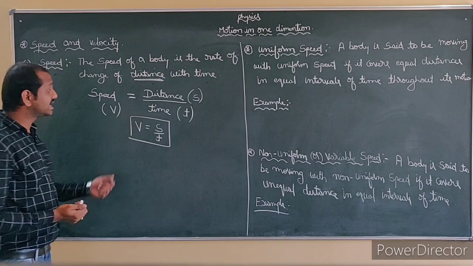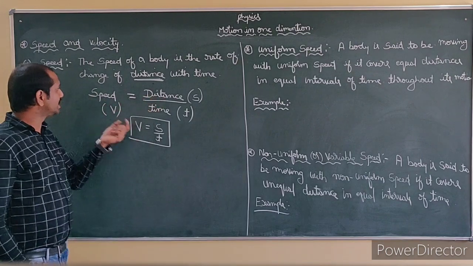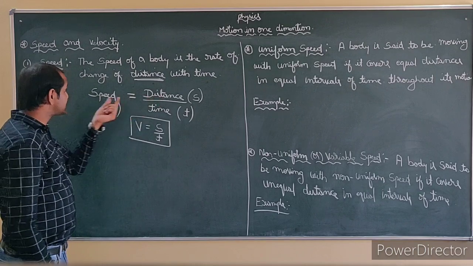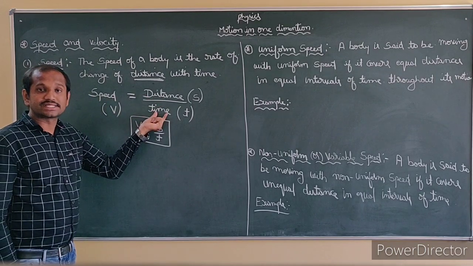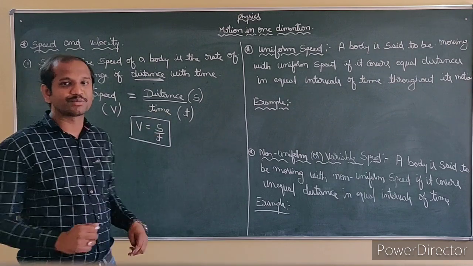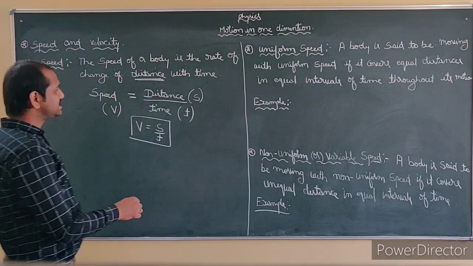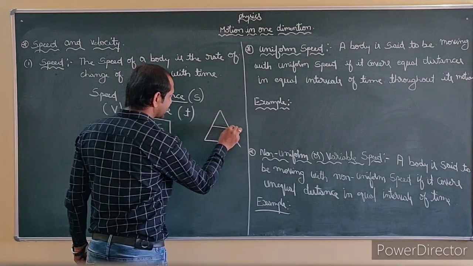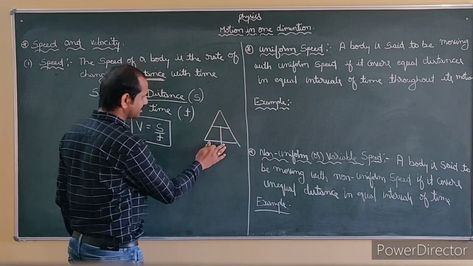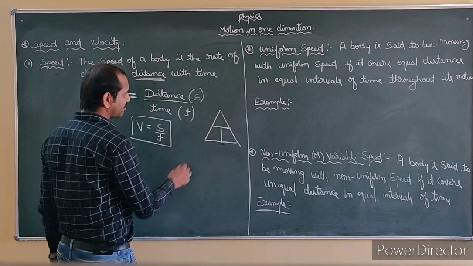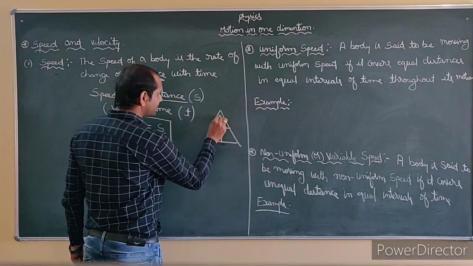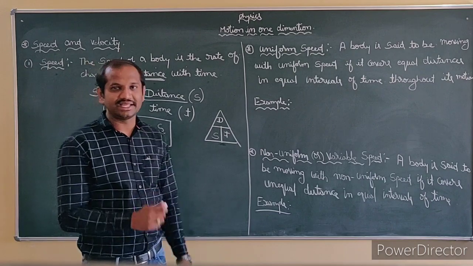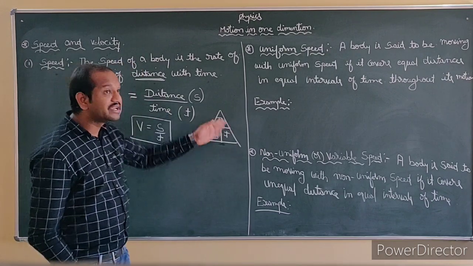But sometimes in your numericals, they give you the speed and time, but you need to find the distance. Sometimes they will give you the distance and speed, and you need to find the time. But how do you change the formula? That is very easy. One easy method I will tell you is to remember this triangle. Here we have speed, here we have distance, here we have time. Whatever you are finding, just close it. That gives you the formula.